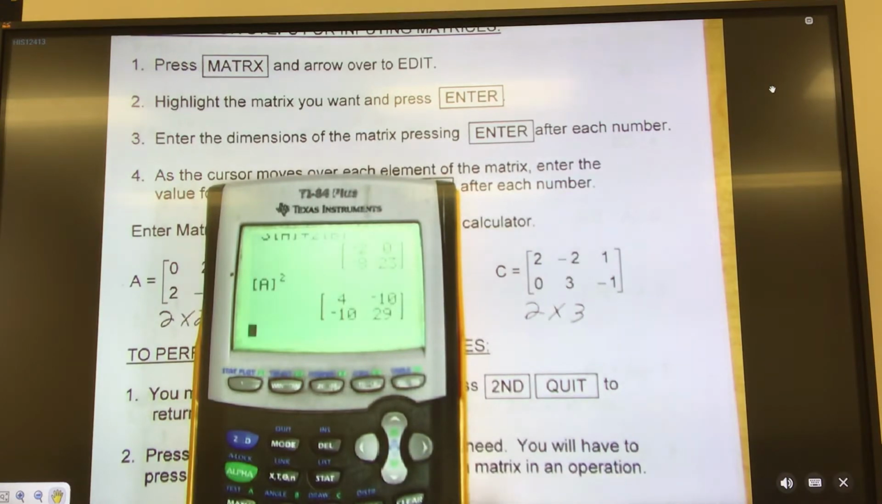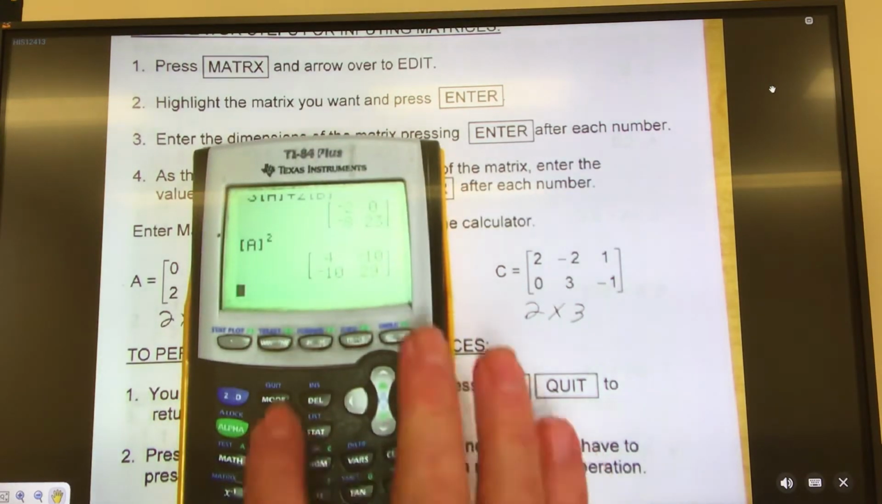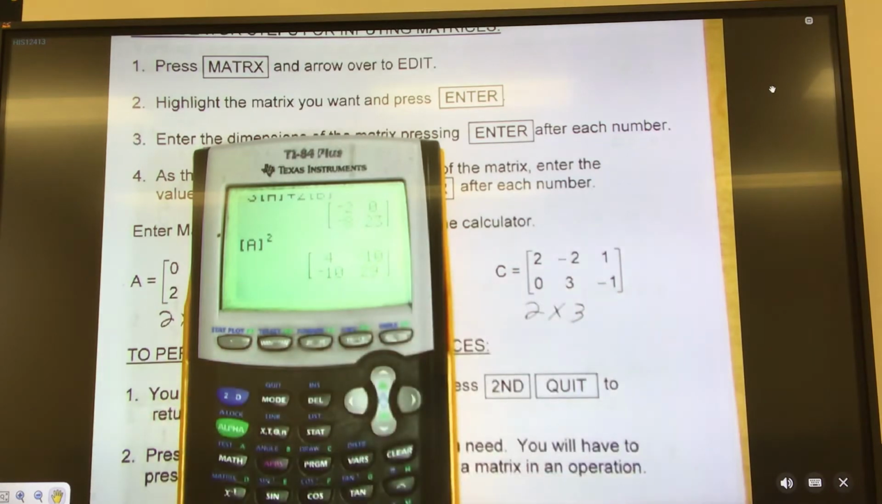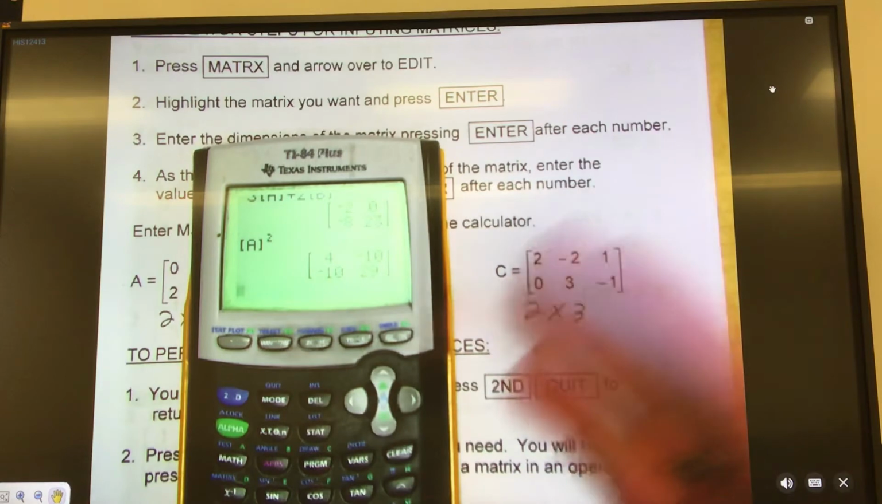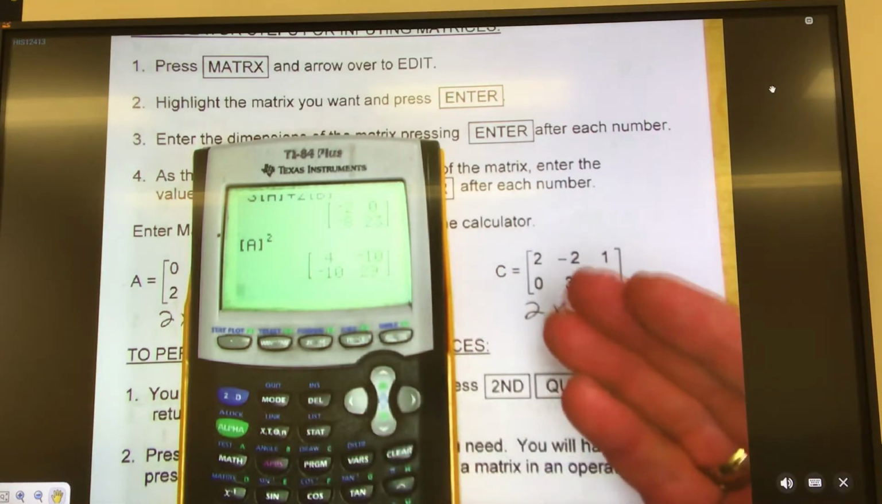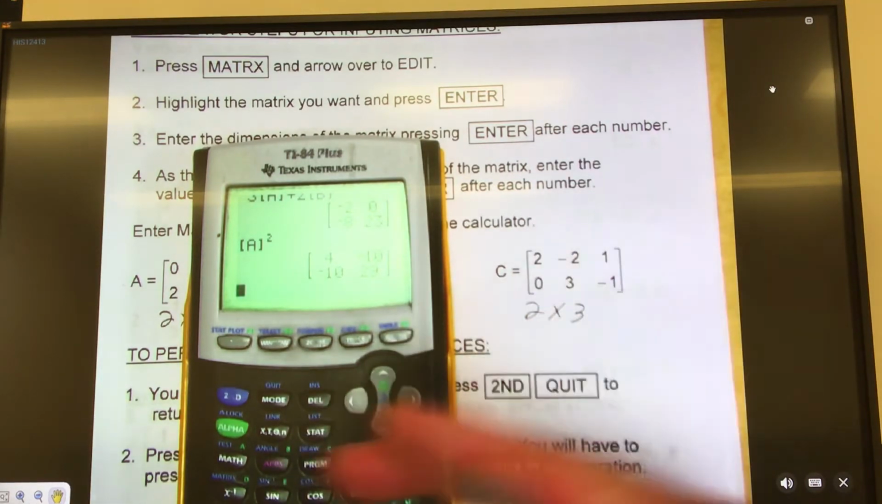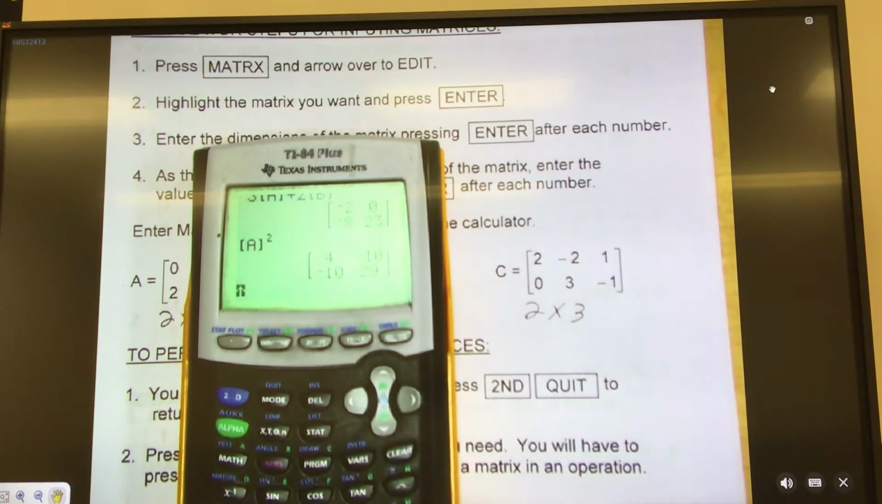So the first thing that we do is we want to clear out anything that's in our calculator. One of the ways to do that is we can clear the memory. We don't have to do that. We can write over a matrix. It changes it accordingly, but I'm going to go ahead and clear my memory on it, just so that I start with a totally fresh calculator to help you out.